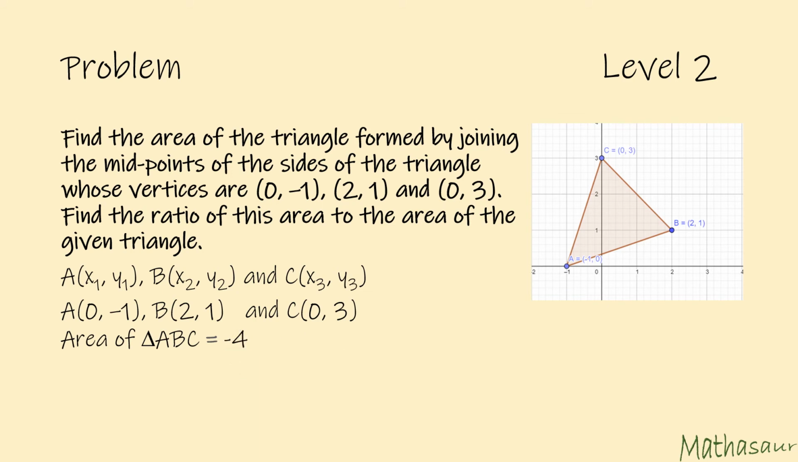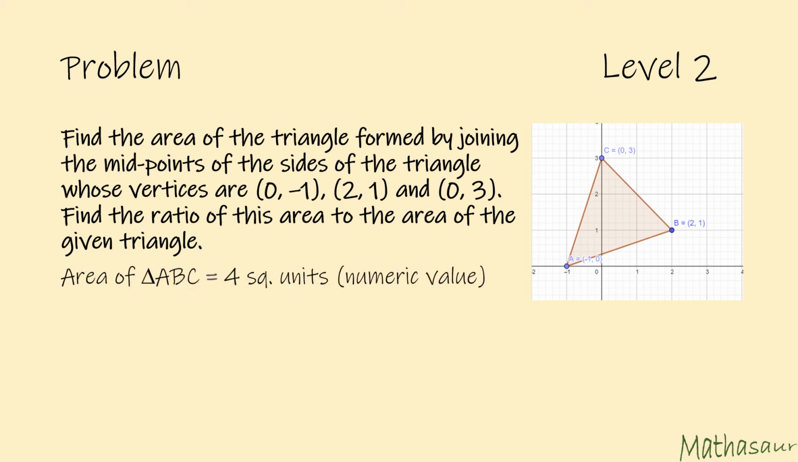So upon solving, we get the area of triangle ABC as -4. But the area of a triangle cannot be negative. So we are going to look at the numeric value here. The area of triangle ABC would be 4 square units. Now we have to look at the triangle formed by joining the midpoints of the sides of this triangle.